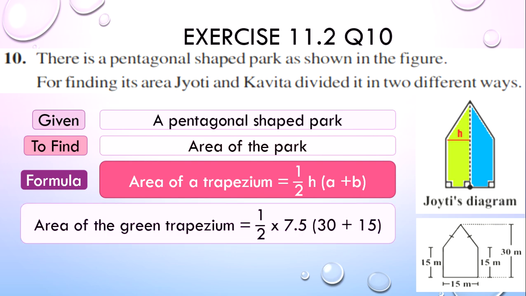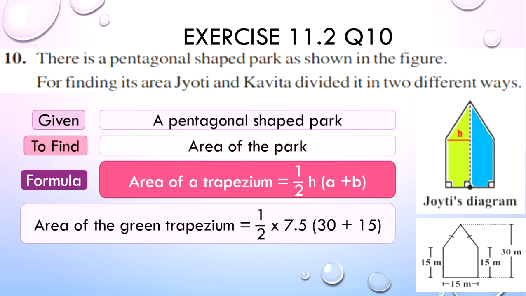Now let us find the area of the green trapezium. Now children, when you write in your classwork, you should write it as area of the trapezium on the left side. You cannot color and write. You just write area of the trapezium on the left side. So you will write it as half into the height h, here it is 7.5. How does it become 7.5? You see the diagram below.